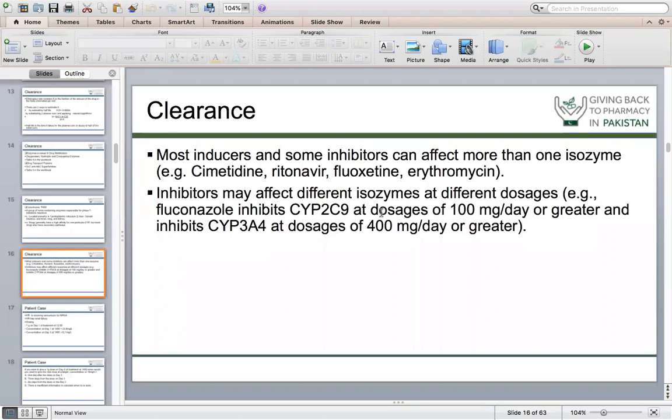Inhibitors may affect different isoenzymes at different dosages. This is another phenomenon which may be tested in your exam. For example, fluconazole inhibits CYP2C9 at dosages of 100 milligrams per day. But in certain pathological conditions, if we give doses of more than 400 milligrams per day or greater, it inhibits the CYP3A4 enzyme also. So this phenomenon you need to remember; maybe you will be tested on this concept.